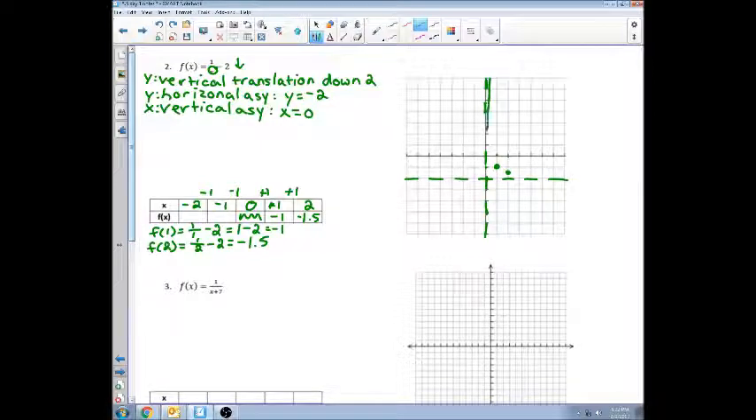I want to make my graph as close as I can to those dashed lines without touching or crossing. And I have my top portion of my graph.